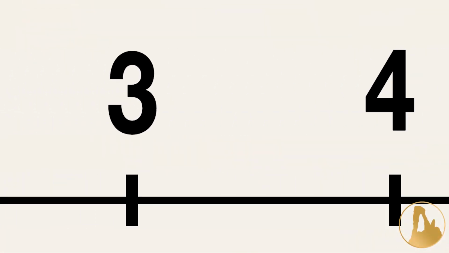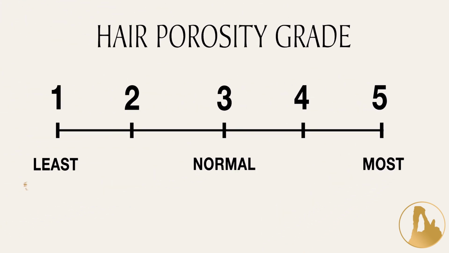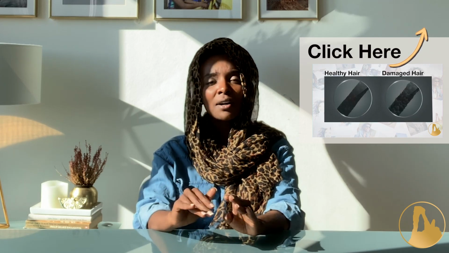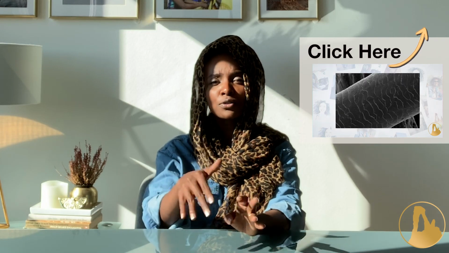Actually, there are 5 different grades, if you look at how professionals, hairstylists, and hair care developers work. So we look at the 5 different grades, from grade 1 to grade 5. Grade 1 is the least porous and grade 5 is the most porous. The good thing is that the less porous your hair is, the better it is, because it's healthier. If you remember my video on what is hair, I explained the cuticles, and when hair is damaged, those cuticles are raised. The more cuticles are raised, the more damaged your hair is.